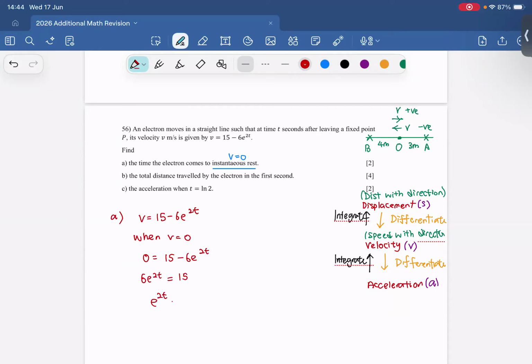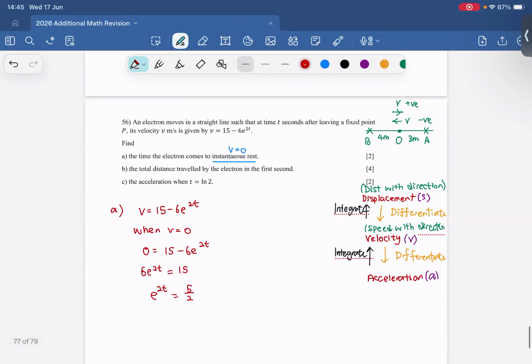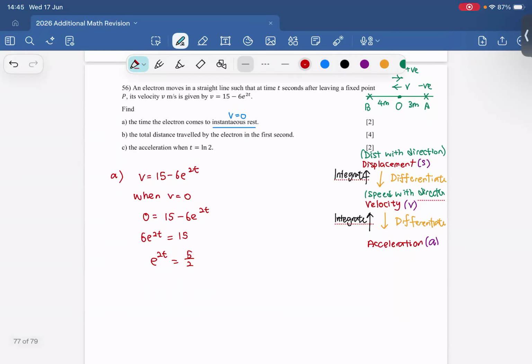Divide by 6. Divide by 3. Then how do we solve this? We ln both sides. So 2t equals ln 5 over 2. So t equals half of that. Okay, you want to write in decimal also can.